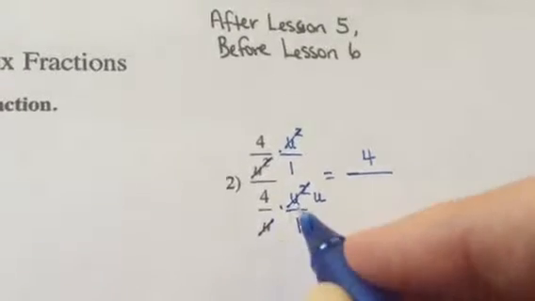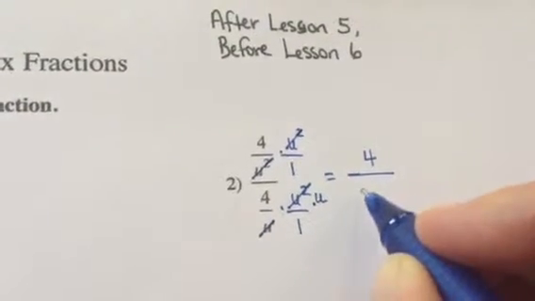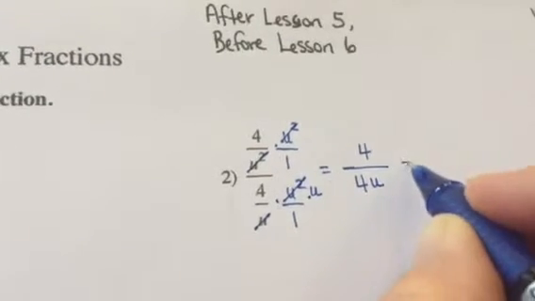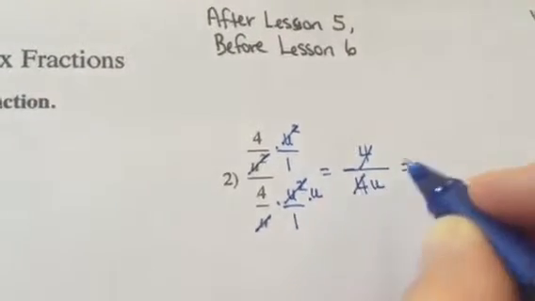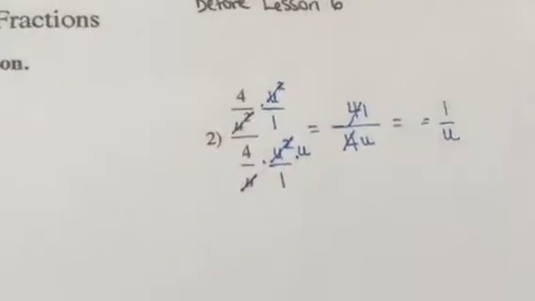Does everybody see that? So you have 4 times u, which is 4u. And then the 4's cancel. So you're left with 1 over u. That's pretty cool little answer right there.